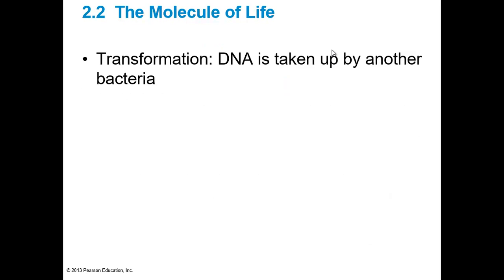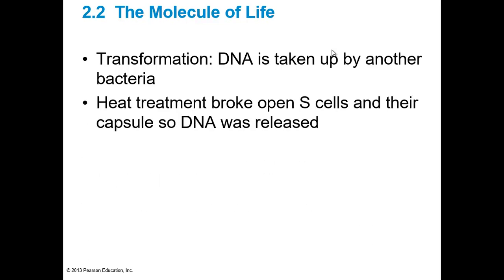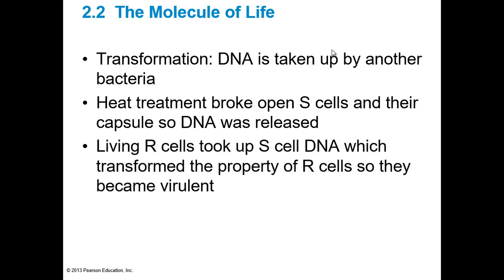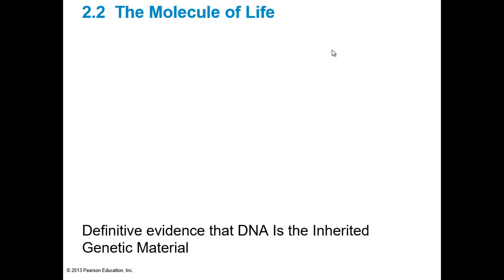Okay, so in DNA transformation, DNA is taken up by another bacteria. And in Griffith's experiments, the heat treatment broke open the S cells, and their DNA was released. The living R cells took up the S cell DNA, and it gave the property of being able to form capsules to the rough cells, so they became virulent. And now we use this technology. We can use individual pieces of DNA, and we can transform bacteria all the time.